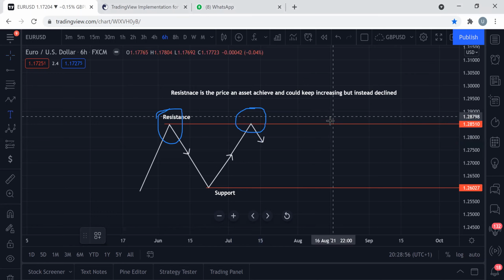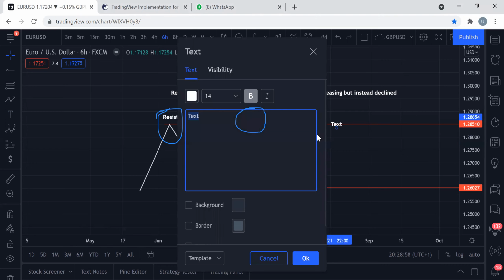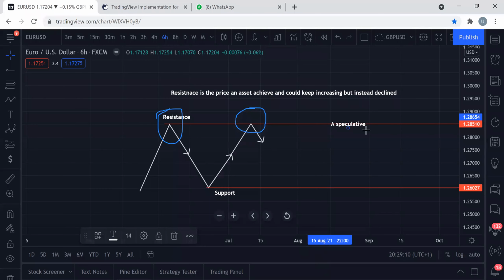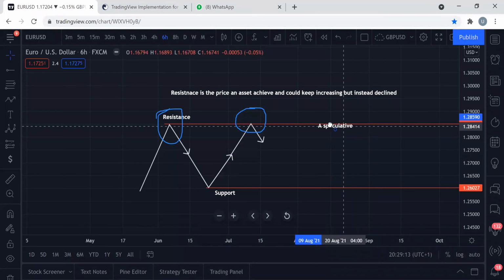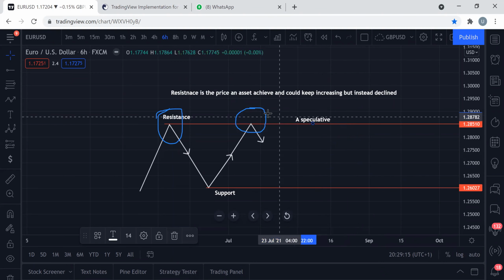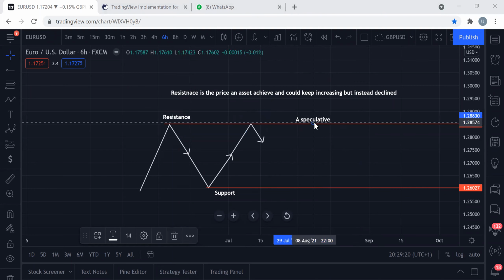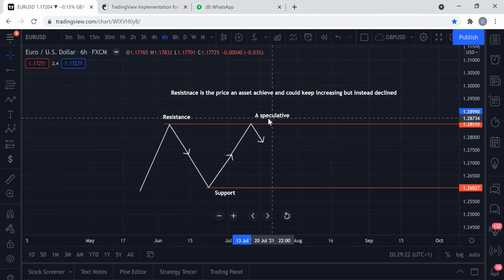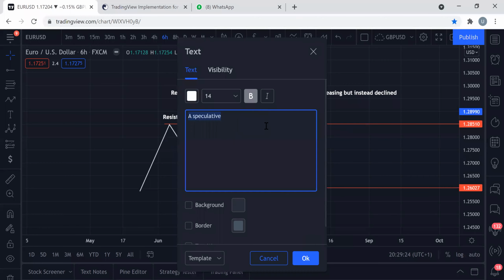We can now say this is, or let me call it a speculative, some people call it speculative resistance. Don't worry, I will still explain the psychology behind this to everybody. But for now, just follow me. Now, on this second touch, we can now call it a speculative resistance.